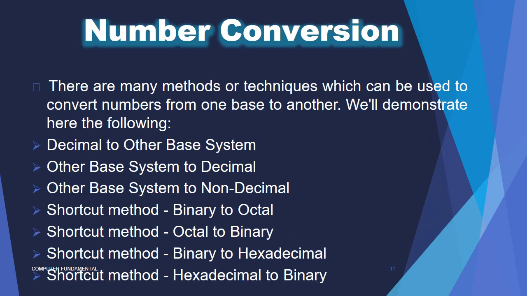Next, number conversion. There are many methods or techniques which can be used to convert numbers from one base to another. We will demonstrate here the following: decimal to other base system, other base system to decimal, other base system to non-decimal, and then the shortcut method also we will learn. Binary to octal, octal to binary, and then binary to hexadecimal, then hexadecimal to binary.